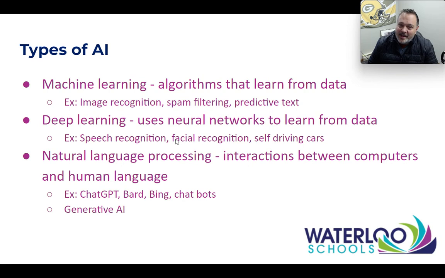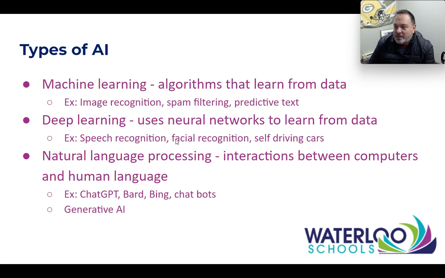So let's look at the types of AI. There's machine learning, algorithms that learn from data, predictive, based on old results data. It can make predictions based on the past data that it's been learning from: image recognition, spam filtering, predictive text. You know, when you're typing, it kind of knows what you're doing based on the first few letters. There's deep learning, which uses neural networks to learn from data: speech recognition, facial recognition, self-driving cars. I've been in a Tesla when that's been going on, and it's awesome and scary at the same time. And then the one we're probably thinking about is natural language processing.